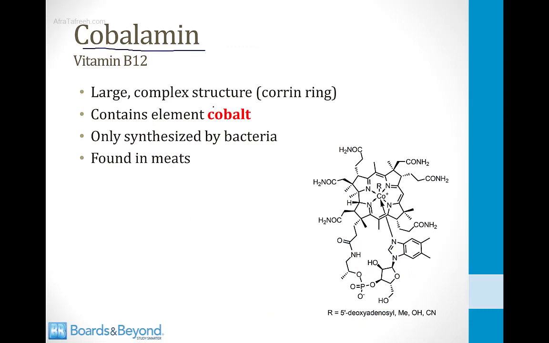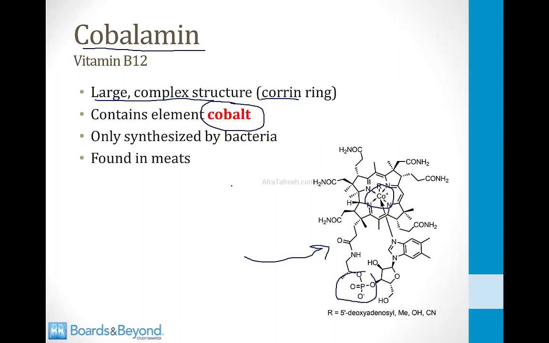Now let's talk about vitamin B12, and vitamin B12 also goes by the name cobalamin. The reason it's called cobalamin is because it contains the element cobalt in its chemical structure. Vitamin B12 is a large complex structure called a corrin ring. This is a picture of vitamin B12 on the screen. You'll notice that it has cobalt at the center of the molecule. You'll also notice that it has lots of oxygens and nitrogens and even a phosphate group, and therefore it is going to be water soluble.